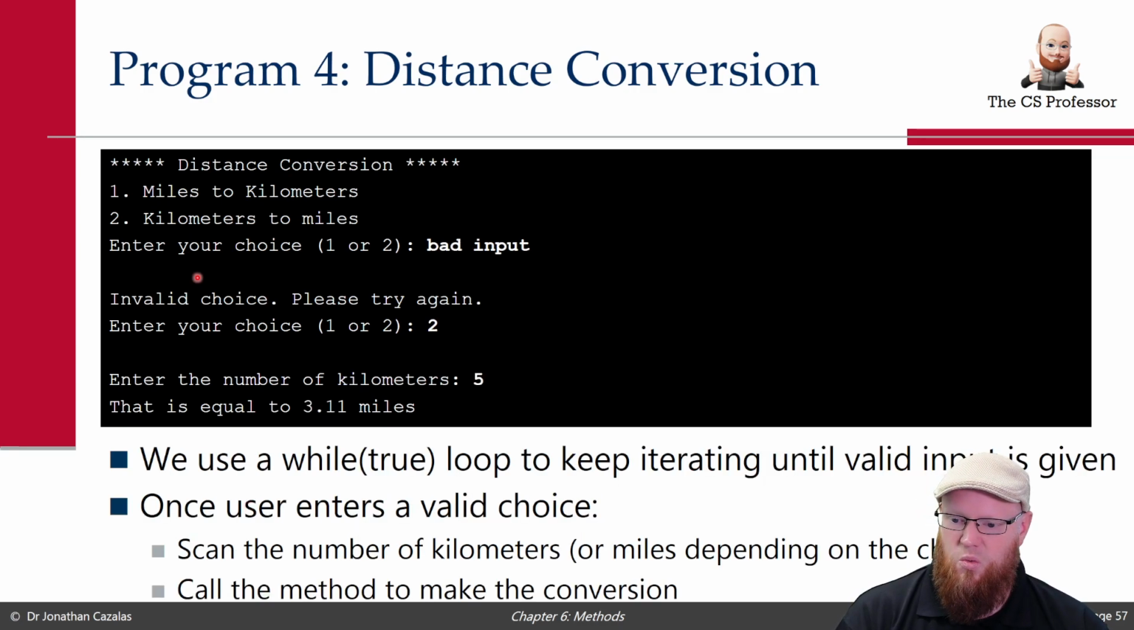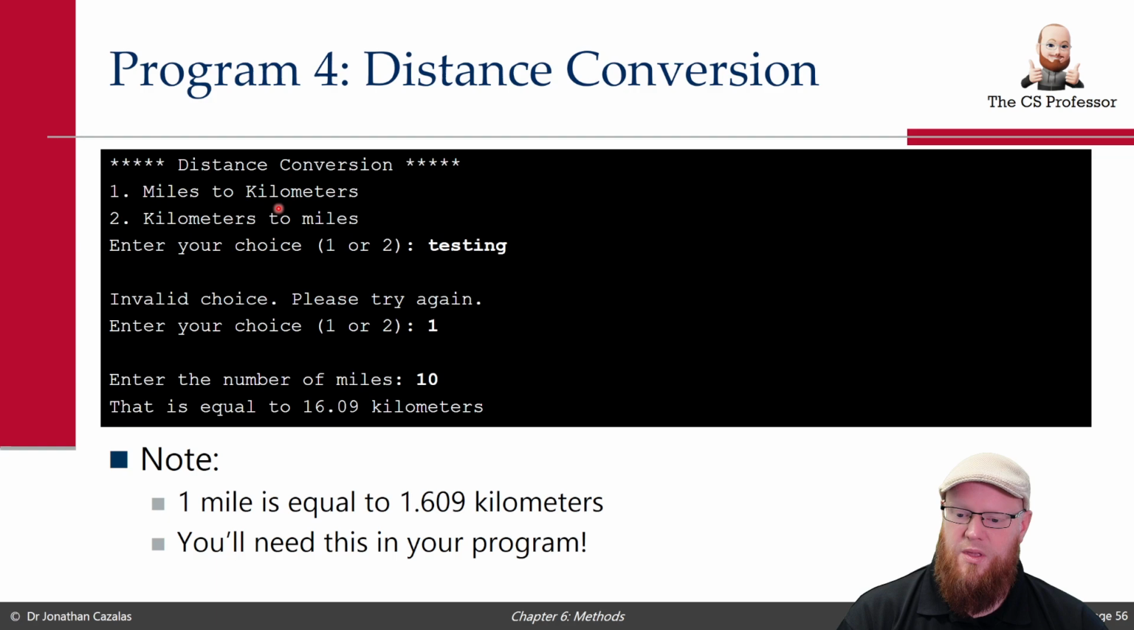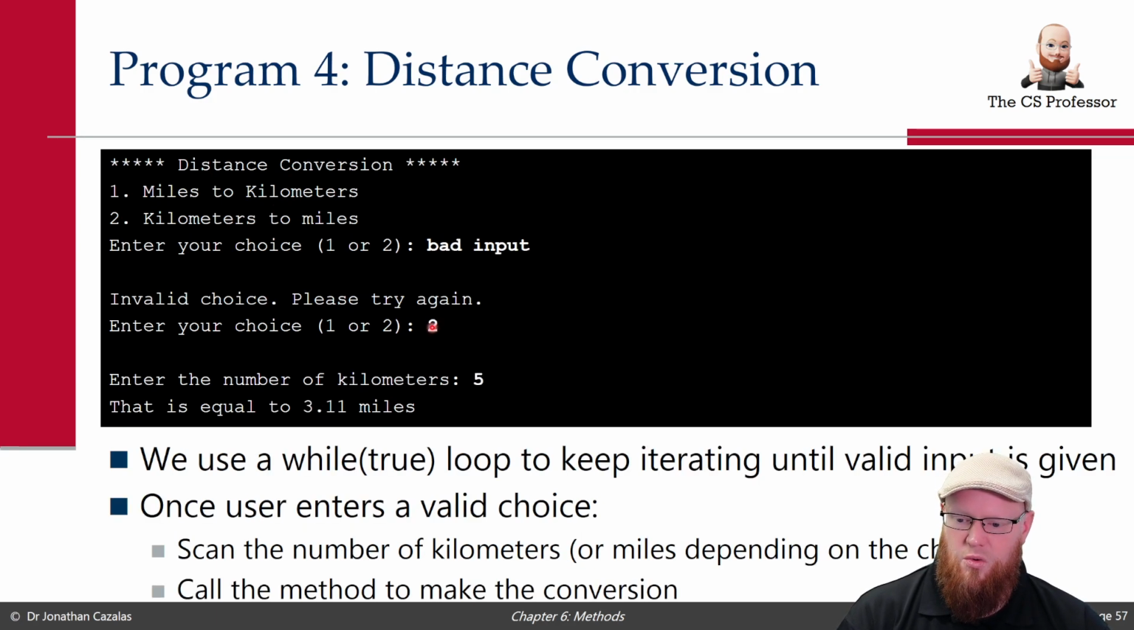And here is one more execution of the program. The previous one I started with miles to kilometers. Here, we're now going in reverse order from kilometers to miles because they chose option 2. Enter the number of kilometers, 5. That is equal to 3.11 miles.